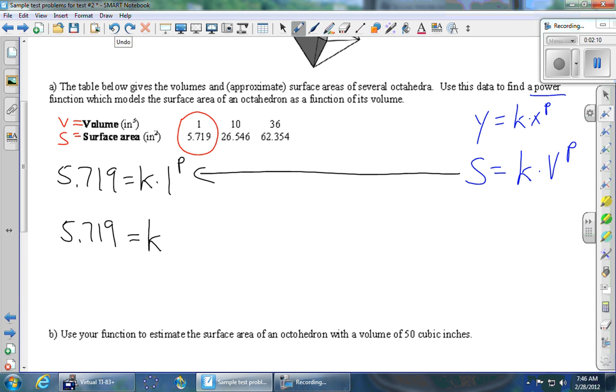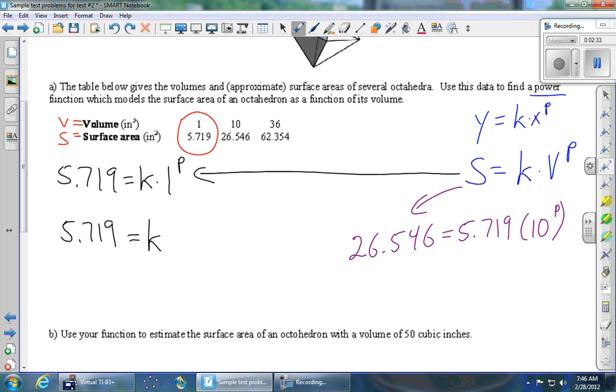Okay, and now we'll go ahead and plug in another point. We can use either point. I'll use the second one. So the second point is, let's see, the surface area is 26.546. The K value we just established is 5.719 times the V. V in this middle point here is 10 raised to the P. P is still unknown. All right, so what we're interested in doing here is solving for P. So it feels like we're going to use logs, but it's early to do it at this moment. We need to first divide by the 5.719.